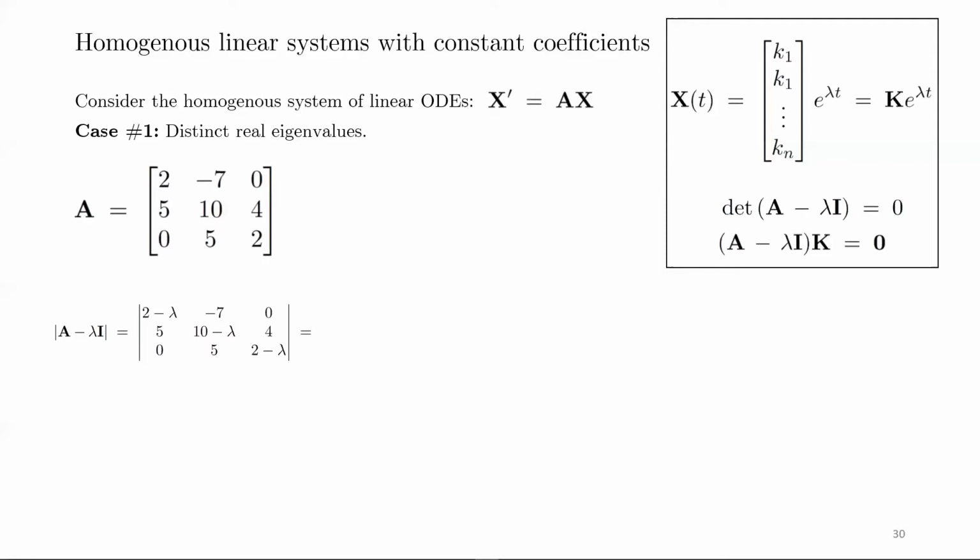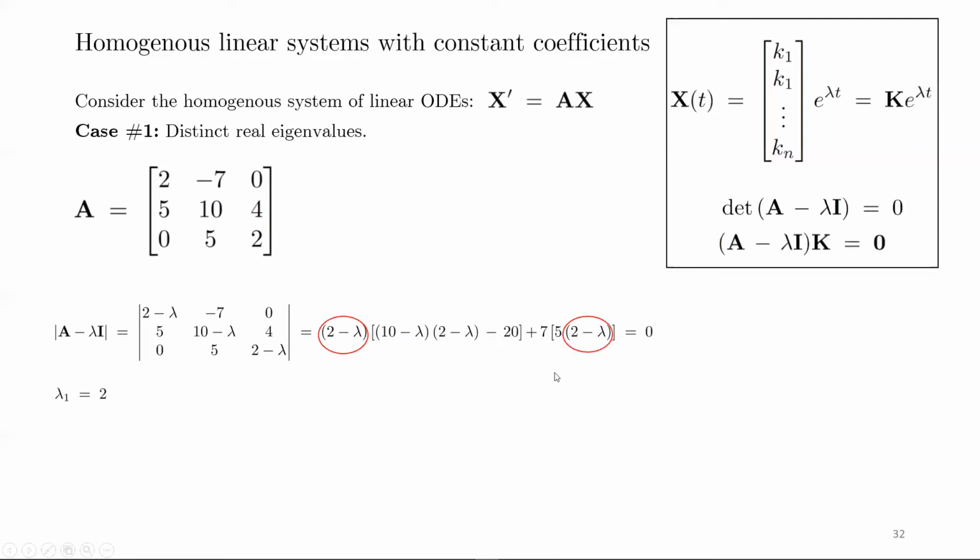We learned how to take determinants of 3x3 matrices in first year linear algebra. But the point is we take this 2 minus lambda and multiply it by the determinant of the submatrix here. And then we subtract 5 and multiply 5 by the determinant of the matrix negative 7, 0, 5, and 2 minus lambda. And then we have a 0 in the last column, so in fact we get nothing there. If I take that determinant of that 3x3 matrix, I notice that in every term I have a 2 minus lambda multiplying this term, this term, and this last term here.